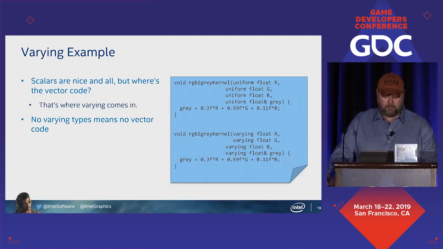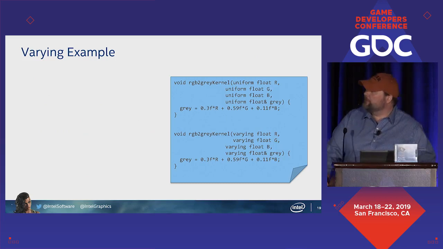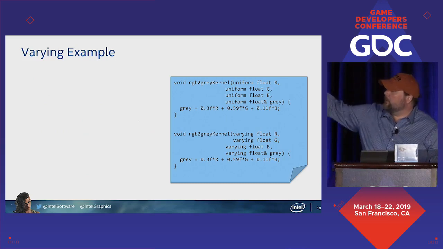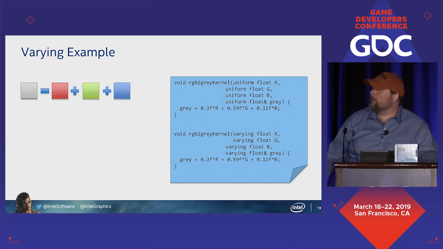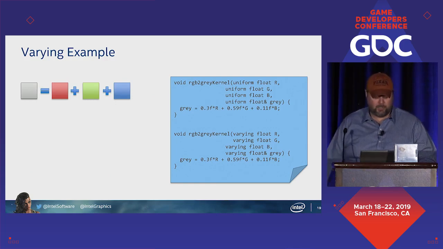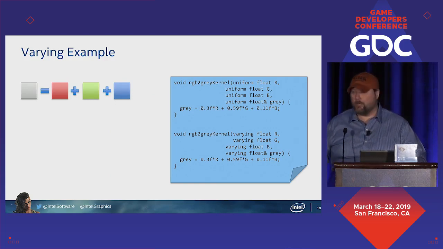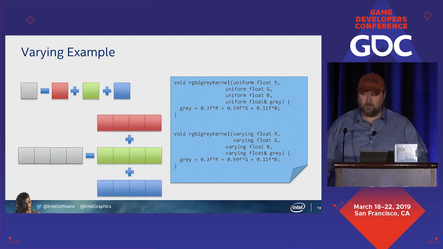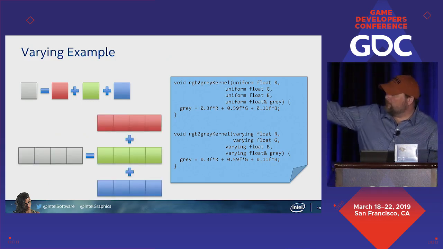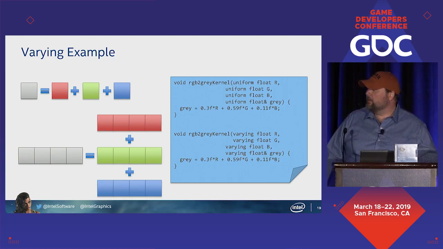So let's take a look at what our kernel on the top here is doing. We're just taking an R, G, and B value and multiplying it by a few scalars, summing it and adding it into one gray. So that's what it looks like as a uniform. And then here's the bottom one. We have varying inputs to the function, and we're essentially doing the above function 4, 8, or 16 wide.